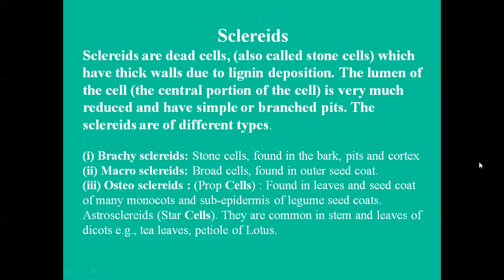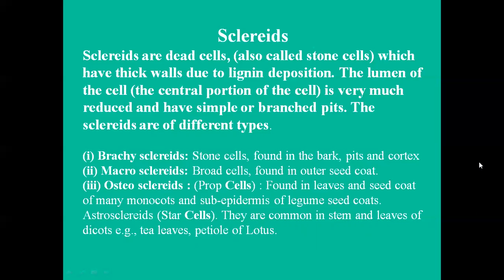Brachysclerites, they are called as stone cells, found in the bark, pits, and cortex. Macrosclerites, broad cells, found in outer seed coat. Osteosclerites are also called prop cells, found in leaves and seed coat of many monocots and subepidermis of legume seed coats.